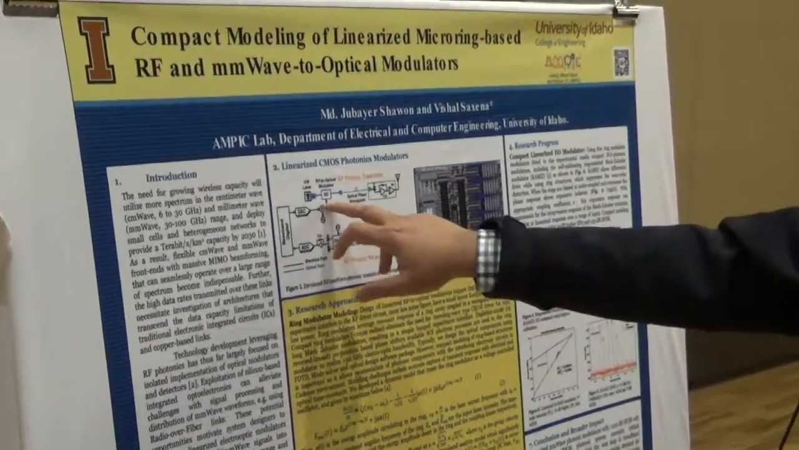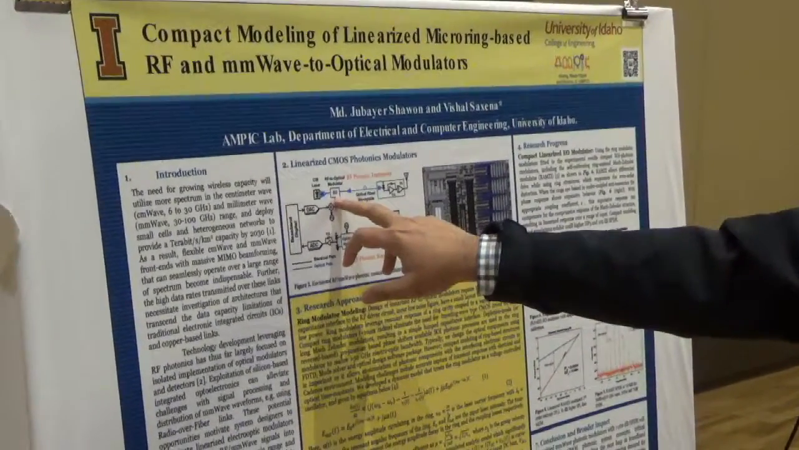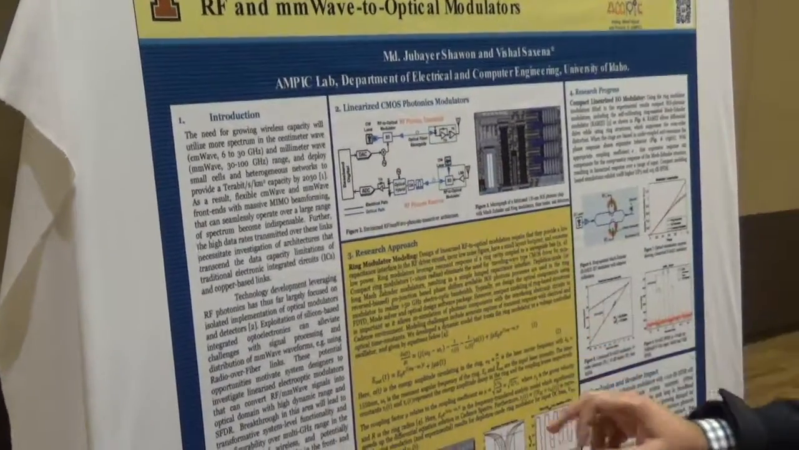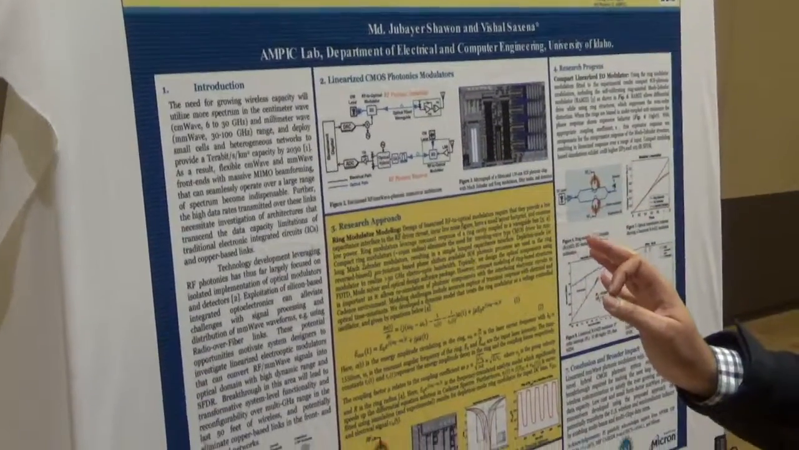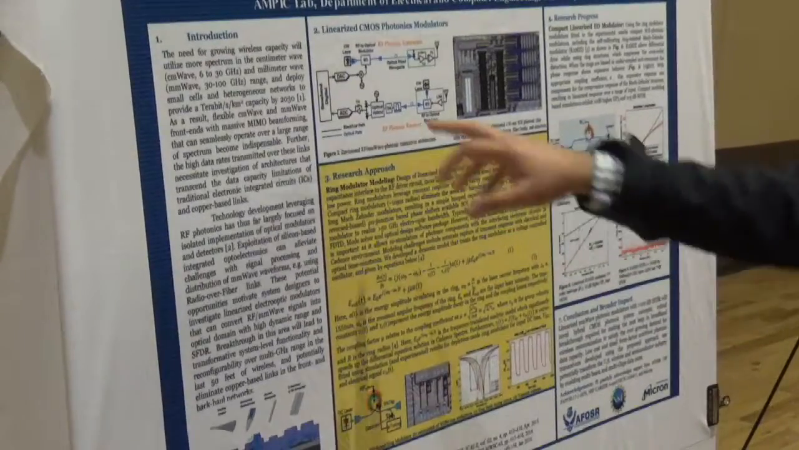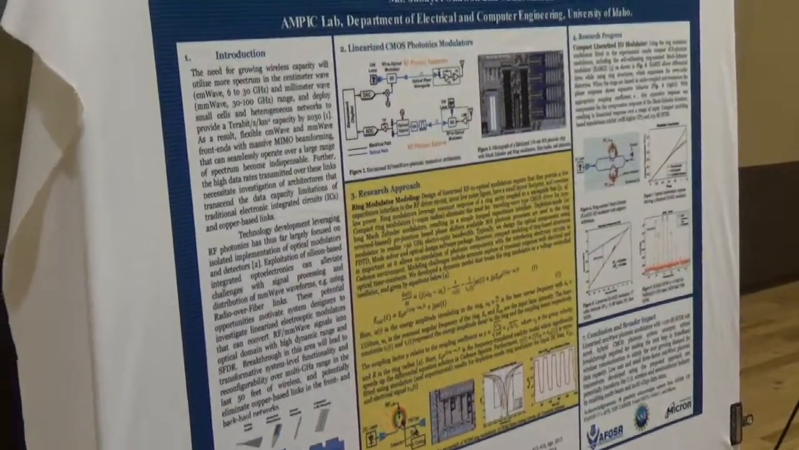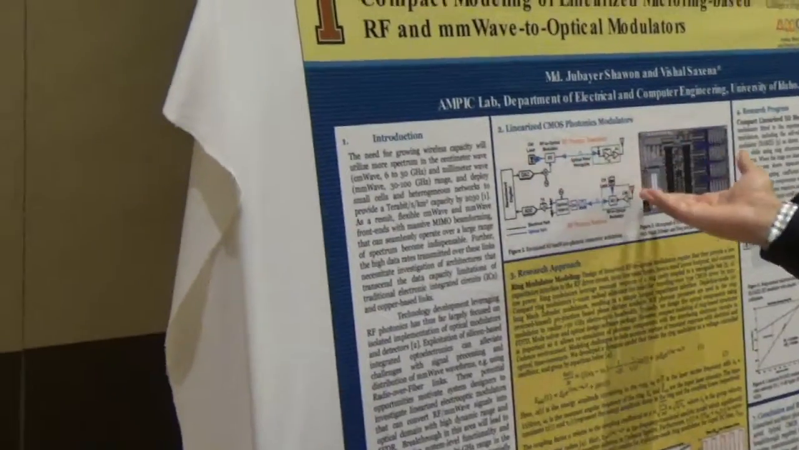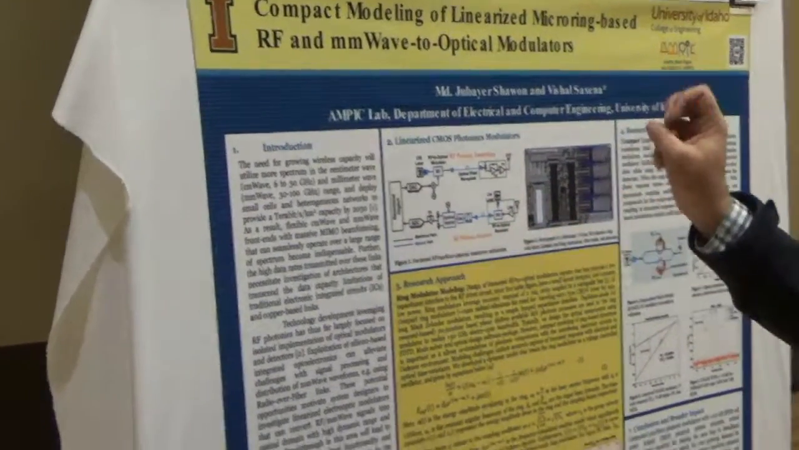So the critical block is this modulator, which is an RF to optical modulator, because it has a large amount of non-linearity. We are looking at techniques by which we can linearize it, make it more linear, so that it's suitable for analog modulation.